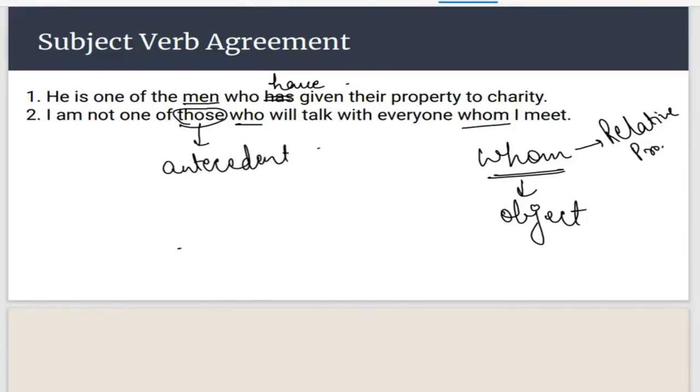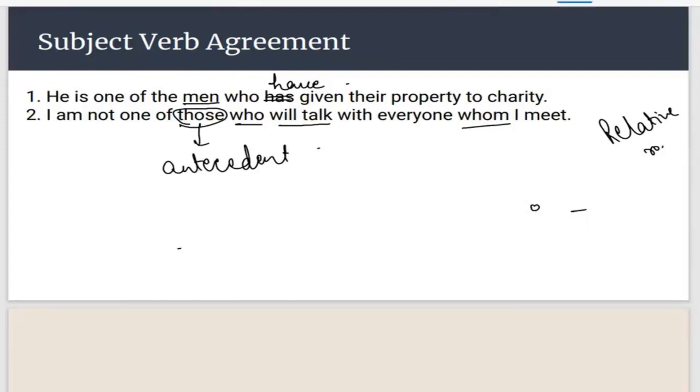Very good. Now after who, we can see that will talk has been used. But we can use will talk with those. Yes or no? Will talk can be used after those. Agreed? So yes, this is correct.